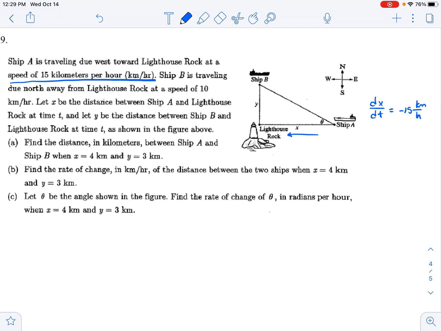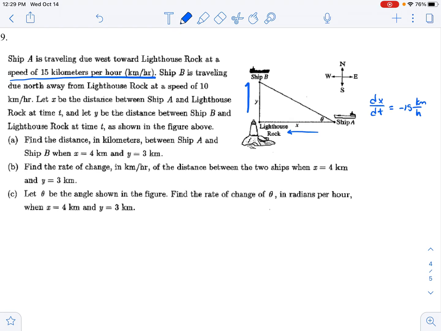Watch those negatives. Ship B is traveling due north away from Lighthouse Rock, so that looks like this, at a speed of 10 kilometers per hour. That's the rate of change of side y. Since that distance is increasing, the rate of change will be positive 10 kilometers per hour. Let x be the distance between ship A and Lighthouse Rock at time t. Let y be the distance between ship B and Lighthouse Rock at time t, as shown in the figure. Find the distance in kilometers between ship A and ship B when x is 4, y is 3.